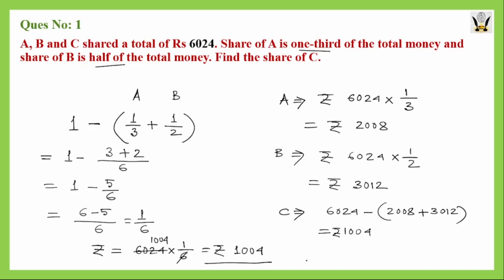And now if we want to find how much that is of the total money, then it will be 1004 and the total amount is 6024. So if we simplify, then it will be finally 1/6. So any of the methods we can apply to get the desired value.